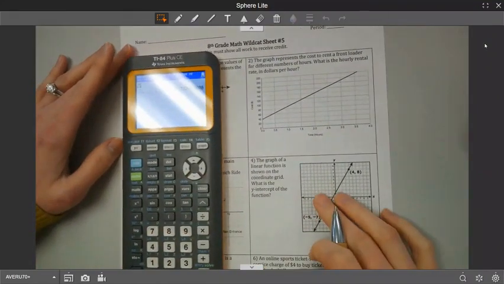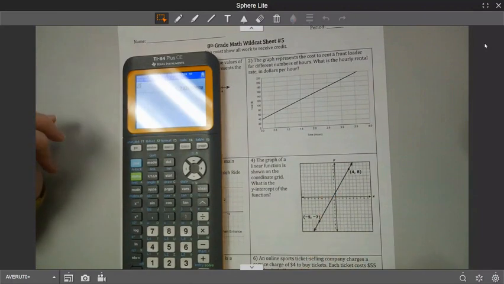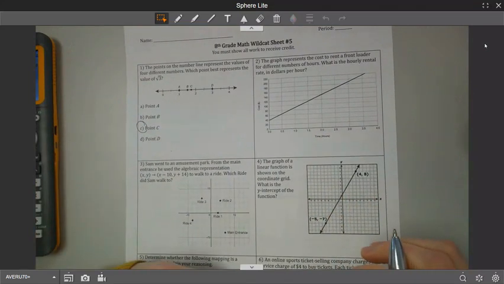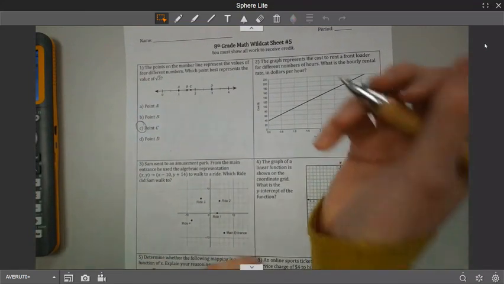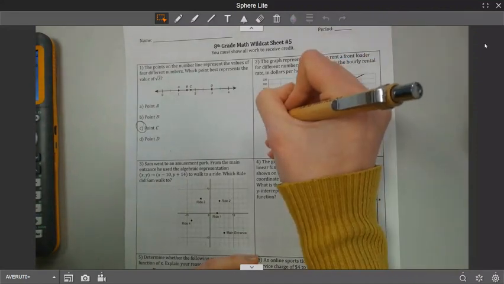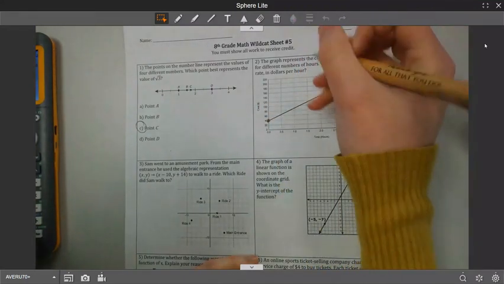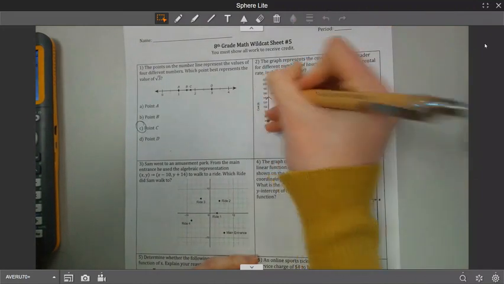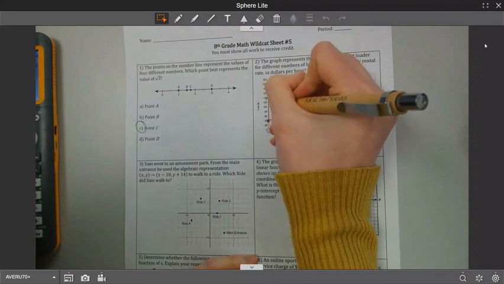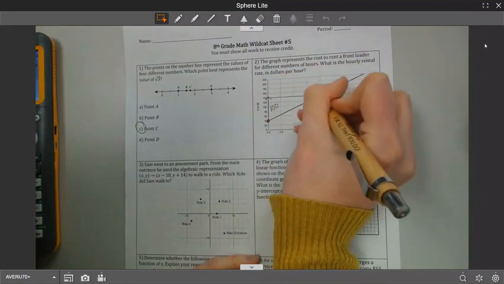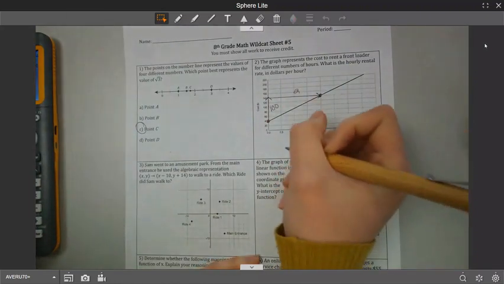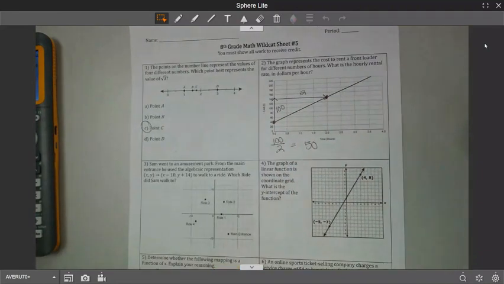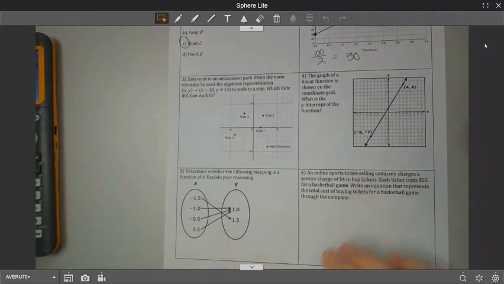The graph represents the cost to rent a front loader for a different number of hours. What is the hourly rate in dollars per hour? Okay, whenever we're talking about the rate, we're talking about the slope. So to find the slope of the graph, I'm going to pick 2 perfect points. So we have (0, 40) and we have (2, 140). So I go up from 40 to 140, I rise 100. To go from 0 to 2, I go over 2. So rise over run, 100 over 2, well, that simplifies to 50. That is your rate.